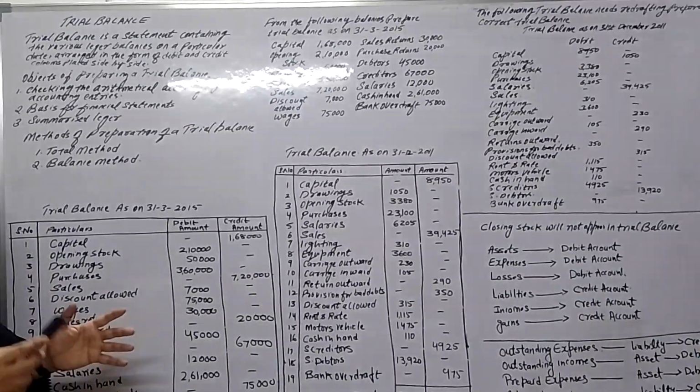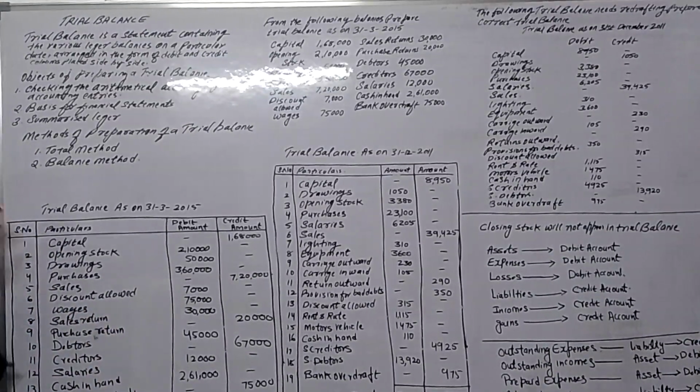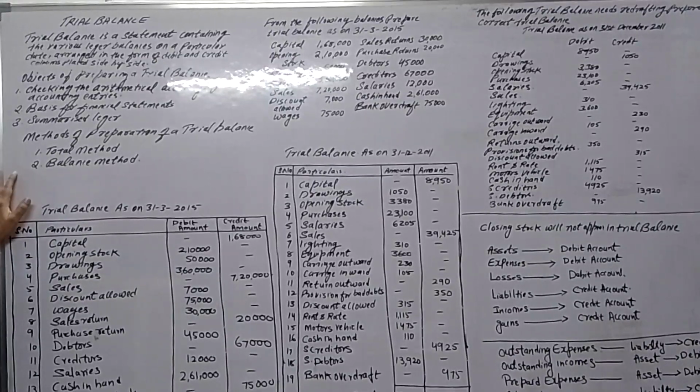Now, methods of preparing trial balance are number 1 total method and number 2 balance method.